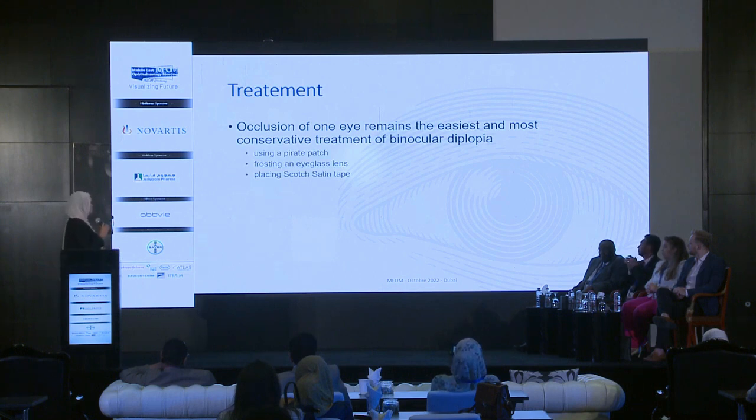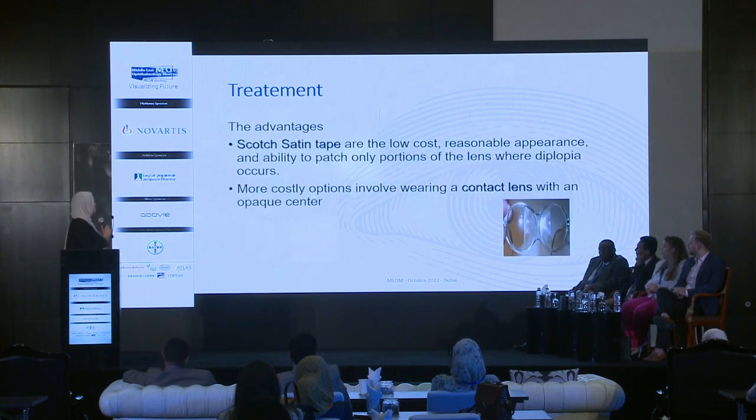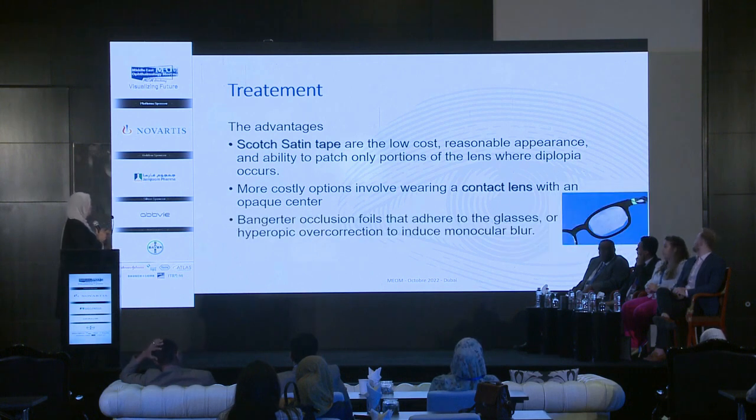This can be done using a patch, frosting, or scotch tape on the eyeglass lens, which are low cost, have reasonable appearance, and allow patching only the portion of the lens where diplopia occurs. Contact lenses are more costly than scotch tape. Bangerter occlusion foils adhere to the glass, or hyperopic overcorrection can introduce monocular blur.